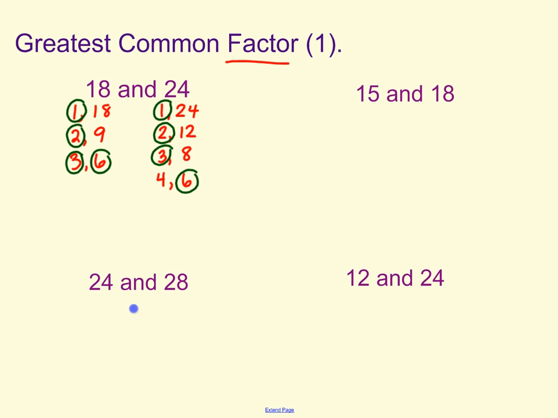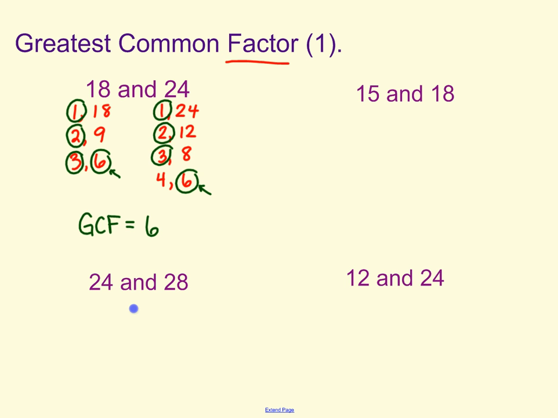So the greatest common factor, the GCF, we can abbreviate that, is going to be the biggest common factor for both 18 and 24. And we can see of all those numbers we circled, 6 is the biggest. So our GCF is 6. Alright, let me show you that one more time, and then I'll show you the second method.